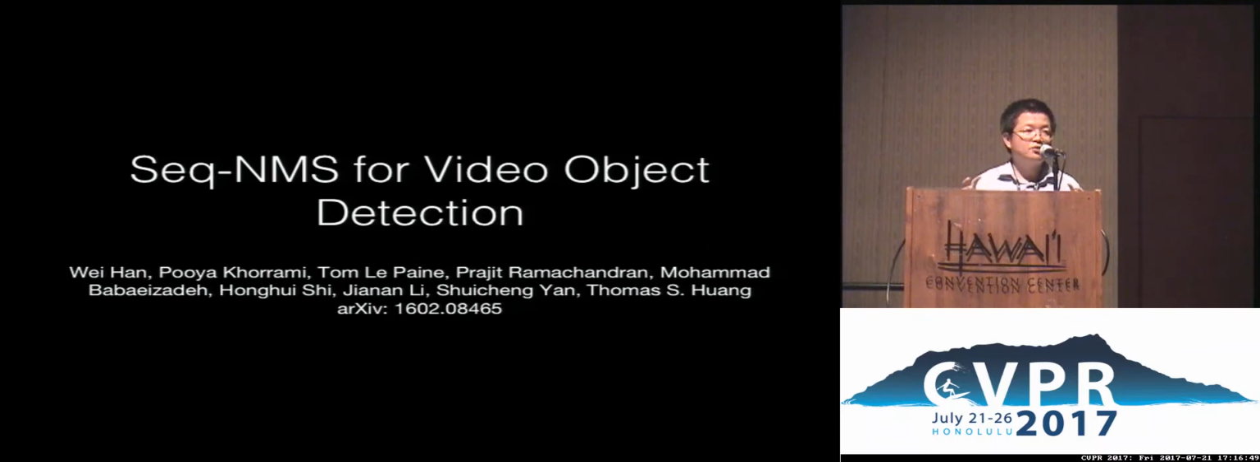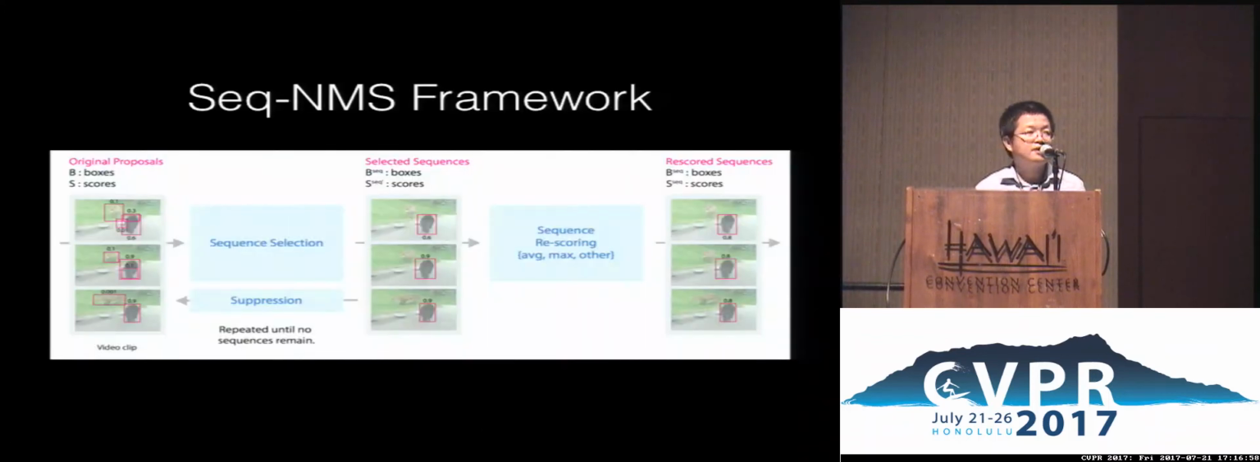People also do association among these region proposals. You match the region proposals based on appearance and features to generate tracklets, then rescore the tracklets, and then do NMS, using the tracklets to remove other region proposals.